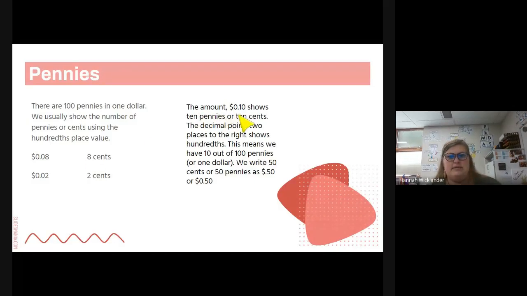And the amount, 0.10, shows 10 pennies or 10 cents. The decimal point 2 places to the right shows hundredths. This means we have 10 pennies out of 100 pennies. We write 50 cents as 50 pennies, or you can do $.50 or $0.50. So when you write cents, you can include the 0 like we did here, or you don't have to include the 0, and everyone knows it means the same thing.